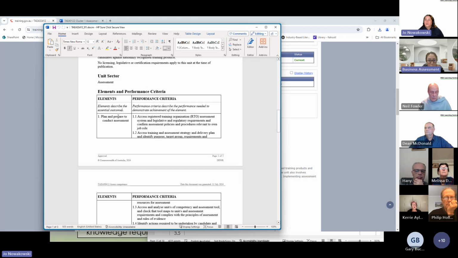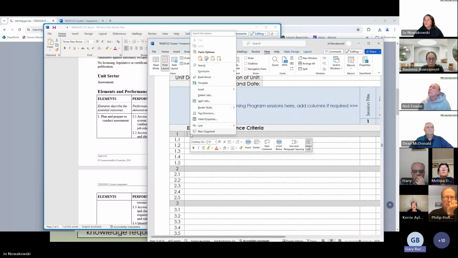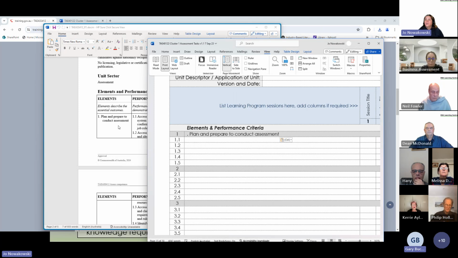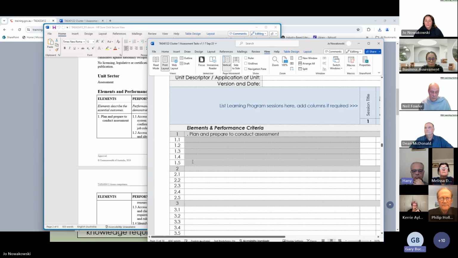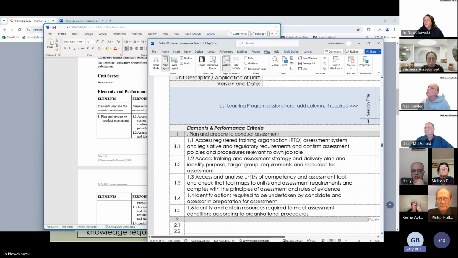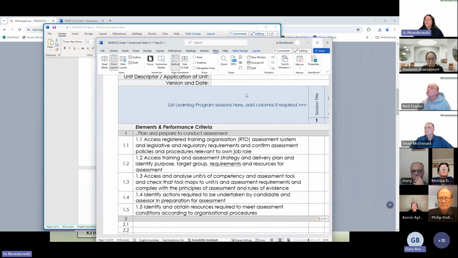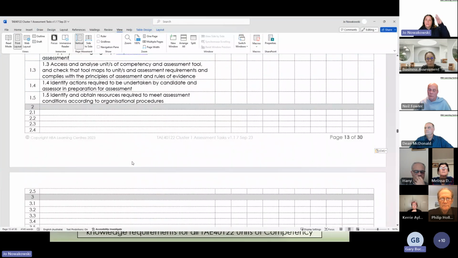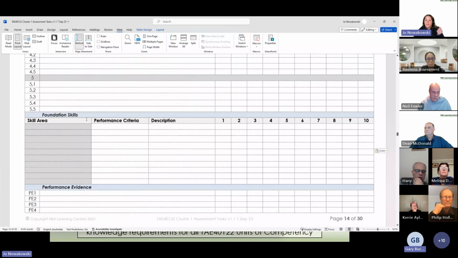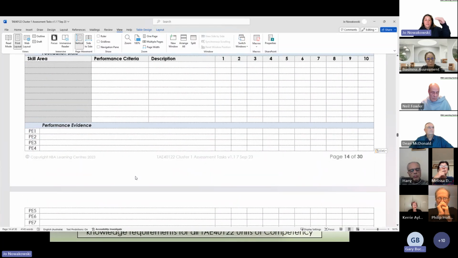Yeah. So with the element here, what we would do is we paste it in the first column here in the darkened gray area, right? And then we copy and paste all of the criteria into here. Yep. Okay, so once we have all of the units, all of the elements, all the performance criteria noted all the way down, even through the foundation skills, you still need to copy and paste foundation skills into here and performance evidence, all of that, right?